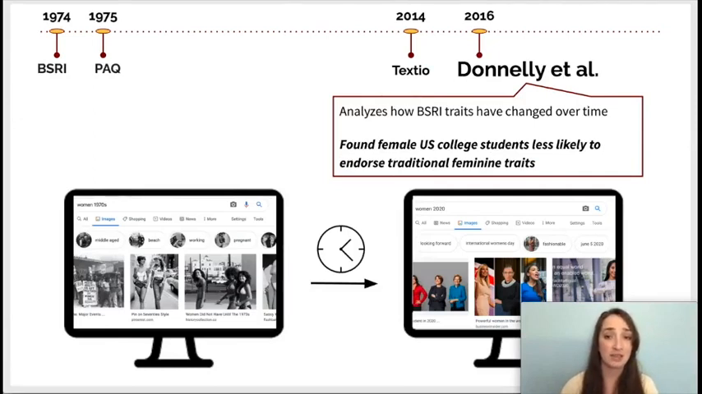Since that has been done, however, Donnelly et al. found that the BSRI is not necessarily representative of current perspectives in society. Particularly, they found that female US college students are much less likely to endorse feminine traits that were very common back in the 70s.